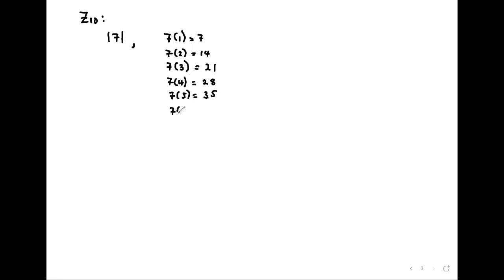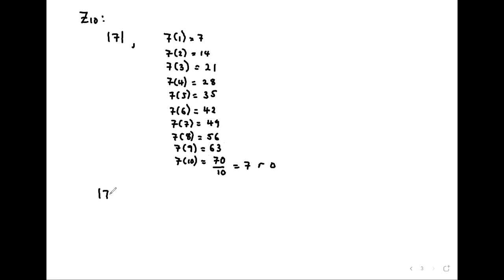So 7 times 6 is 42. 7 times 7 is 49. 7 times 8 is 56. 7 times 9 is 63. 7 times 10 is 70. 70 divided by 10, 7, remainder 0. So the order of 7 is equal to 10.